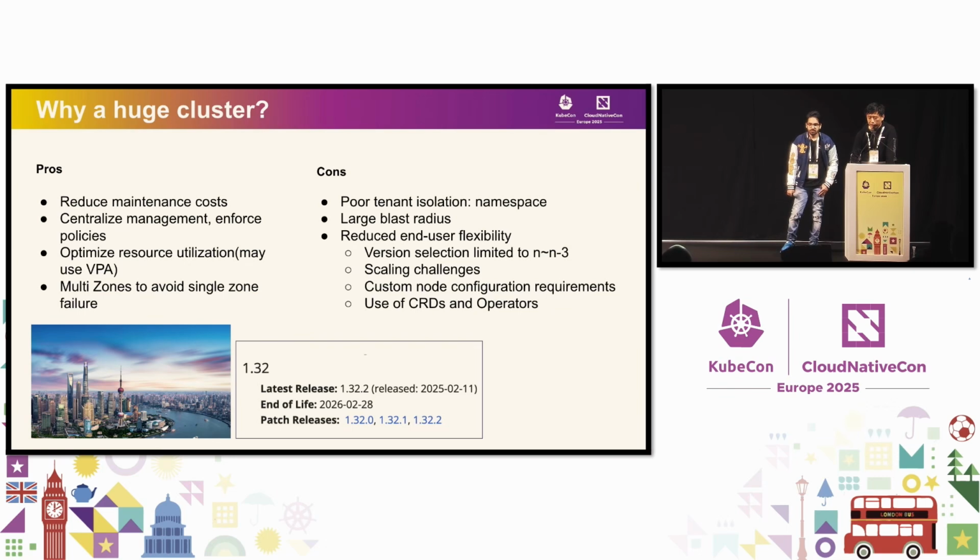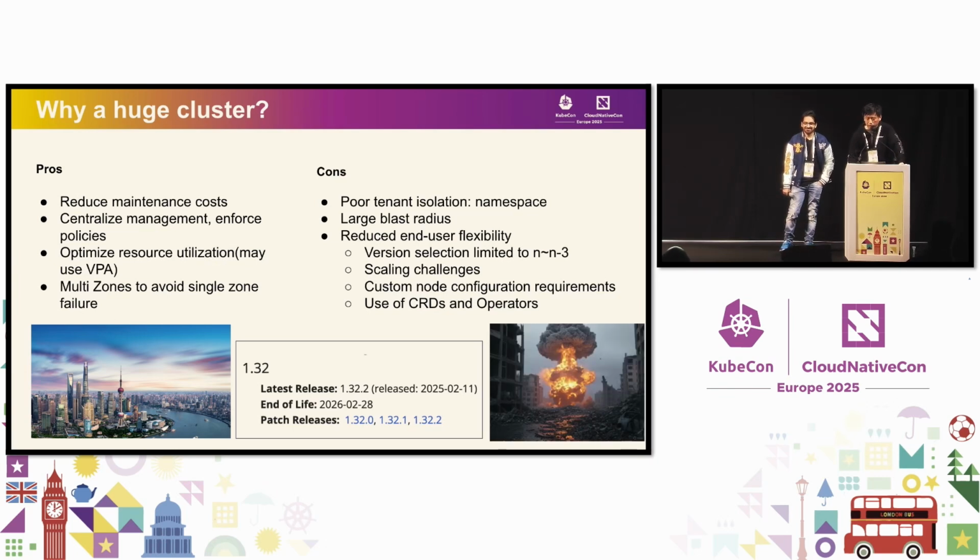Also, scaling challenges and custom node configurations are sometimes requirements. And if you use some CRDs or operators, they may have version dependencies. This may also depend on the Kubernetes release period and support. One version after release, the community long-term support is only about 1 year now, and maybe it will be 2 years, but this will depend on the LTS work group later. And I think the biggest problem here is the flexibility and the large blast radius.